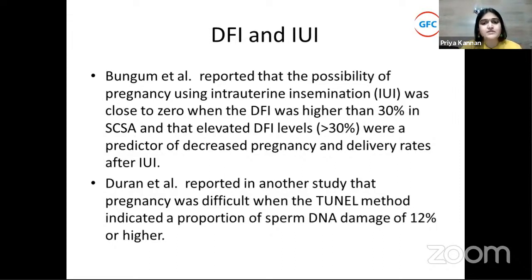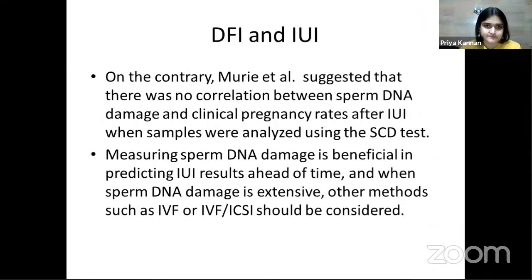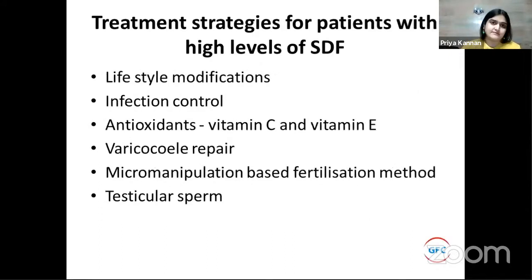Another publication reported that pregnancy was difficult when the sperm DNA damage was at least about 12% or higher using a different method, that is the TUNEL method. On the contrary, there have been reports which suggested that there was no correlation between sperm DNA damage and clinical pregnancy rates after IUI, and the samples were analyzed using yet another method, the sperm chromatin dispersion method. Measuring sperm DNA damage is beneficial in predicting IUI results ahead of time, and when sperm DNA damage is extensive, other methods such as IVF or IVF-ICSI should be considered.